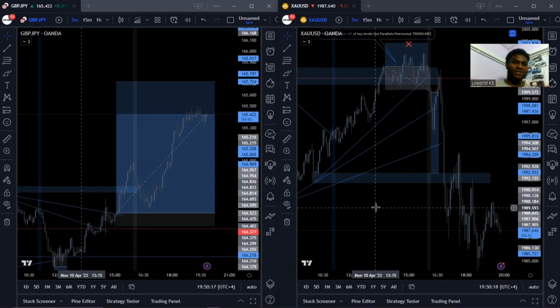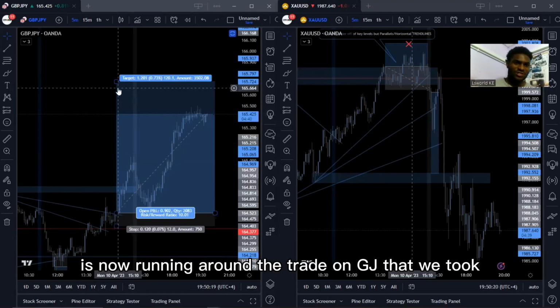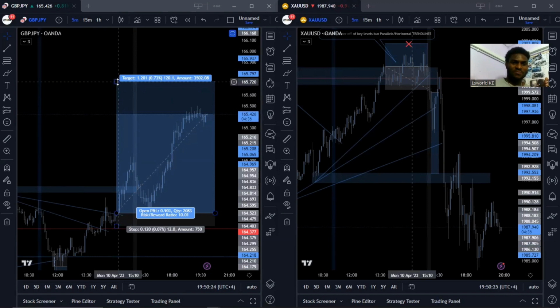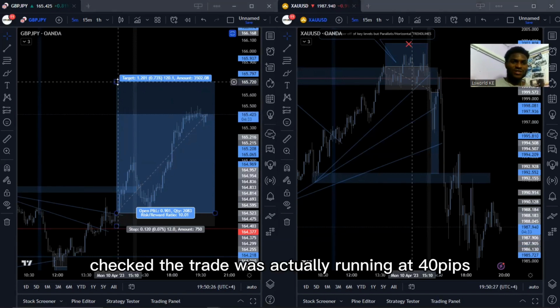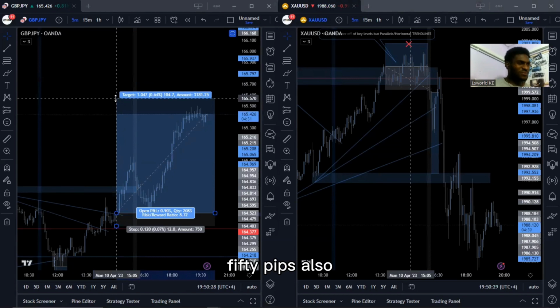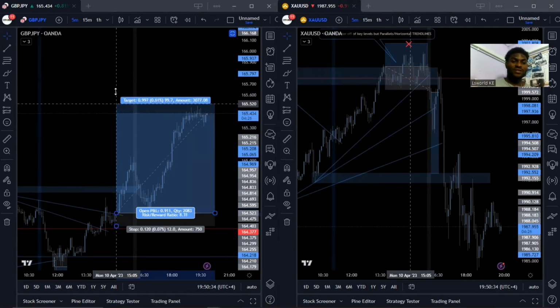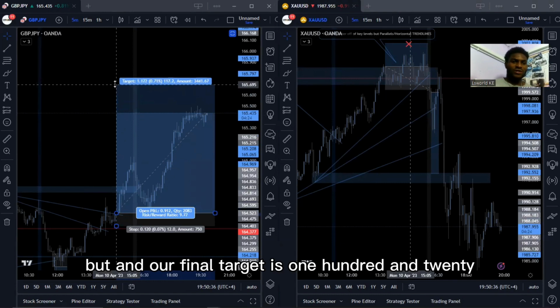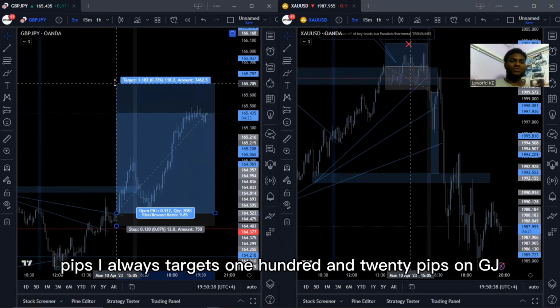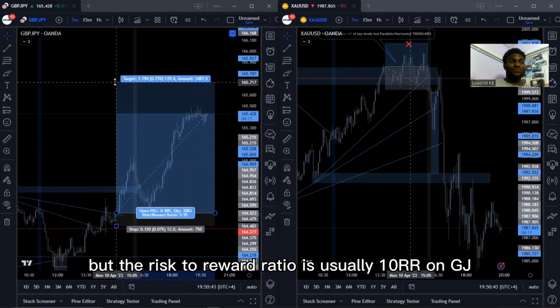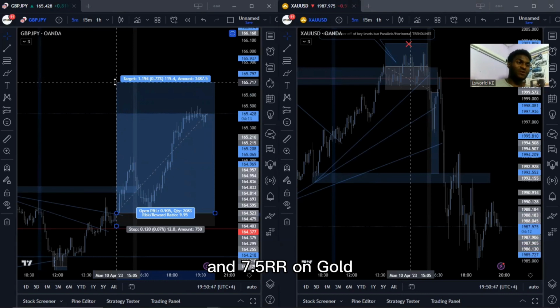So the trade currently running is the trade on GJ that we took. As of the time that I checked the trade, we were running at 40 pips, 50 pips or so. But right now, the trade is at 90 pips, and our final target is 120 pips. I always target 120 pips on GJ and 150 pips on gold. The risk to reward ratio is usually 10 RR on GJ and 7.5 RR on gold.